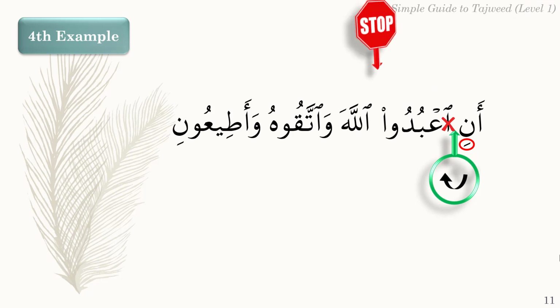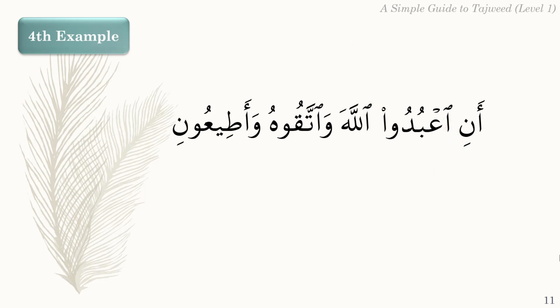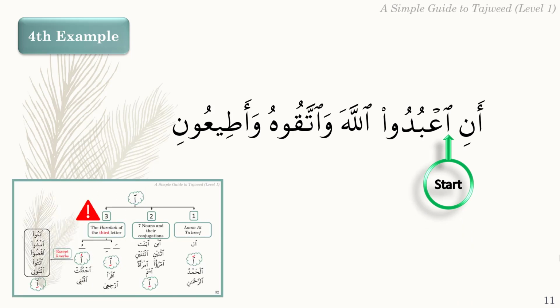We will then stop at the end of the second word without change, as the last letter is waw mad, and the alif at the end of the word with a circle on top is always silent. أن يعبدوا. If we start reading with the second word, we have to pronounce Hamzat-ul-wasl.